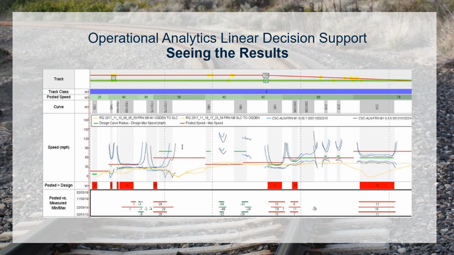This example shows how recording speed can also be very valuable when aligning the speed data against track geometry data. In this view, we have a track layout at the top, we have posted speed values, we have curvature information, each gray box represents a curve, and we have a speed view into the data. Let me explain this in greater detail.